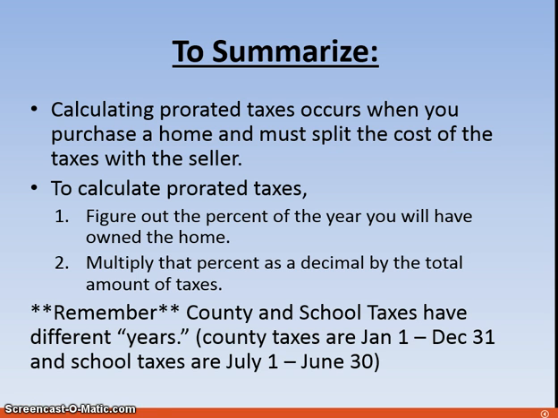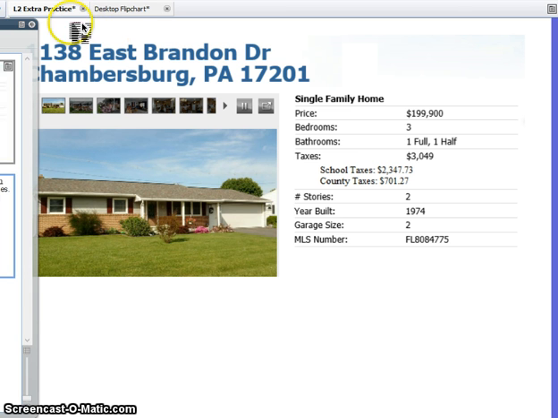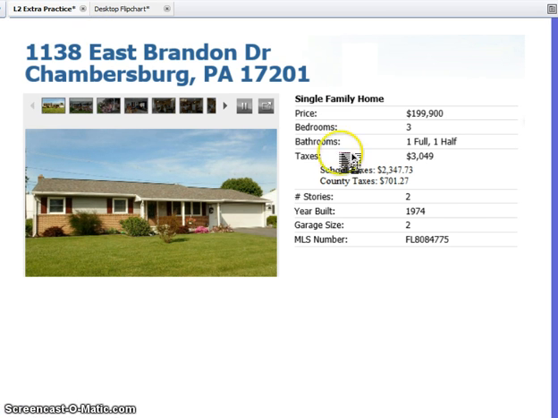We are now going to look at an example of calculating school and county taxes, which can give you some more practice with the material. So I've picked out this house for us to look at. This is a house in Chambersburg. This house cost $199,900. So you can imagine if we were buying it, we would probably have to pay 20% down payment on this. We would probably have to pay 2% sales tax. Well, what we're going to practice is how we are going to split these school and county taxes with the seller.